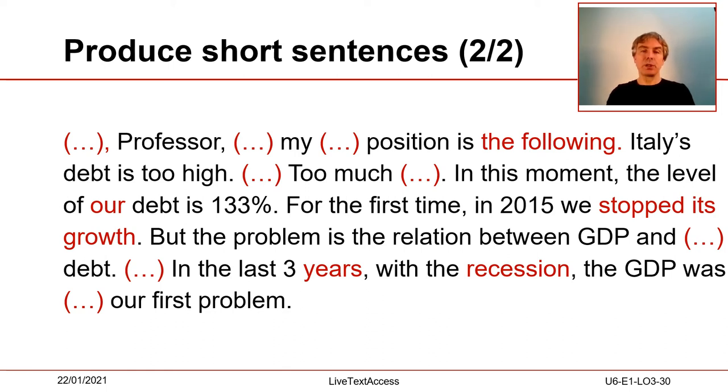my personal position is the following. Italy's debt is too high, too much. In this moment, the level of that is 133%. For the first time, in 2015, we stopped its growth. But the problem is the relation between GDP and debt. In the last 3 years, during the recession, the GDP was our first problem.